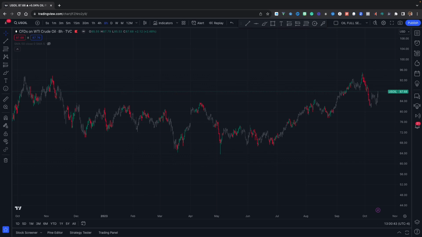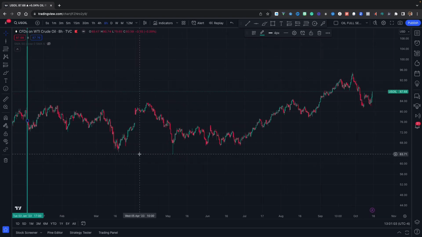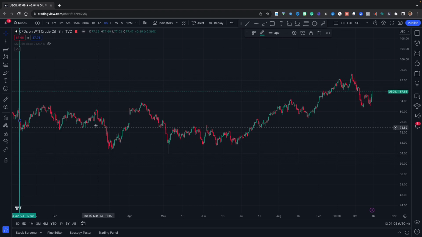Okay, so I'm going to do something interesting and different today because I think this is really going to help out a lot of traders. What I'm going to do is come up here and grab a vertical line and go to the beginning of the year, which was right here. We're going to focus in on this area when it comes to crude oil.